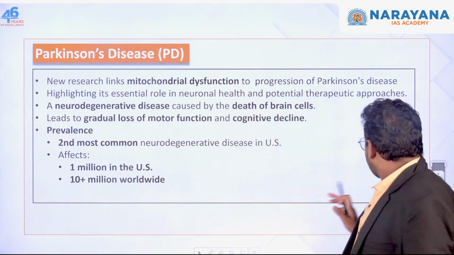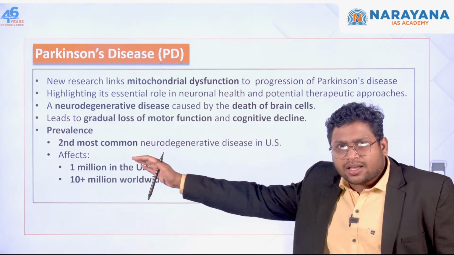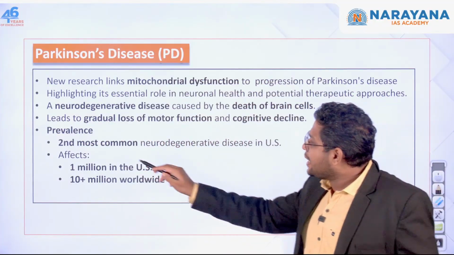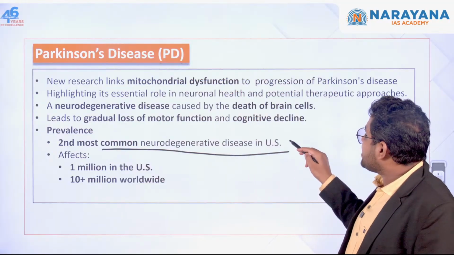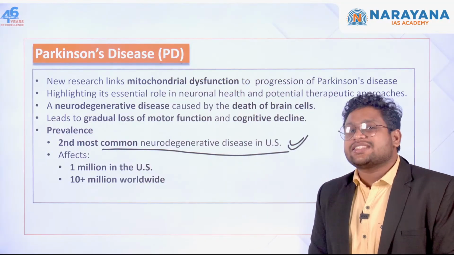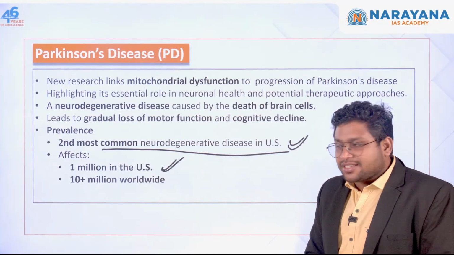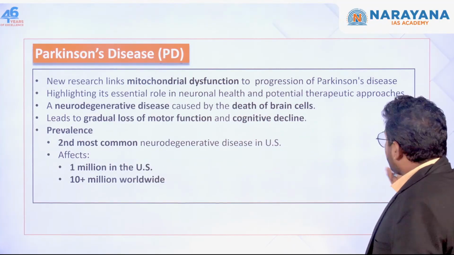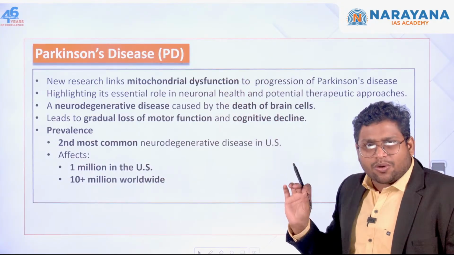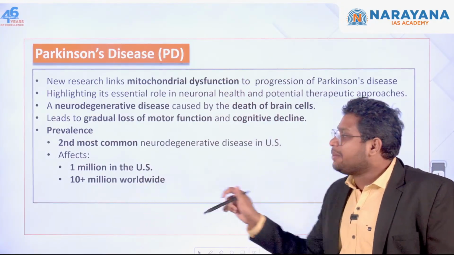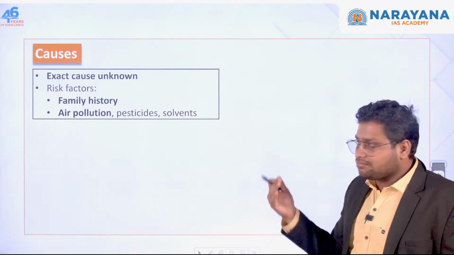Now, it's a majorly known disease. It's the second most common neurodegenerative disease in the United States, and it has affected at least 1 million people there. So you can understand it's a major problem. At the world level, 10 million plus. It's a big number.